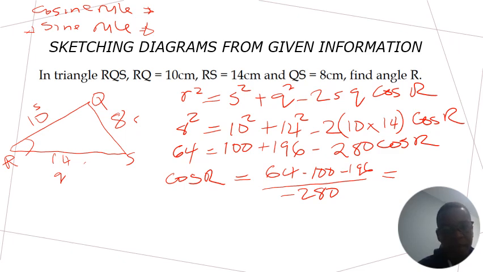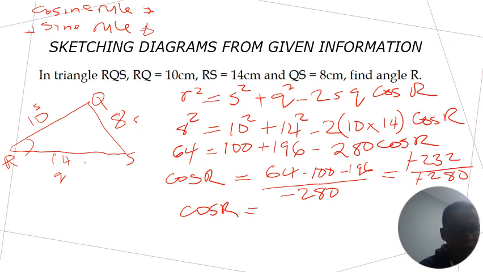So that will be 64 minus 100 minus 196. That gives you minus 232 over minus 280. So that and that will go, 232 divided by 280 on your calculator. So cos r will be equal to 232 divided by minus 280. That will give you 0.828571.